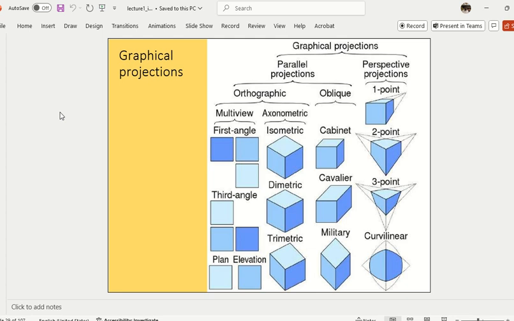The first angle and third angle method. What is the difference between them? All these three are according to third angle. All these three are according to first angle. What is the difference between them? They switched the shape, right? Yes, they switched it.